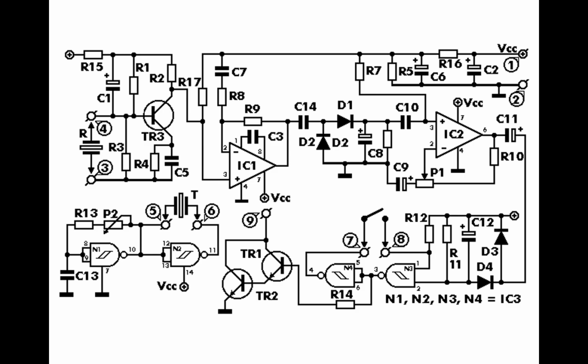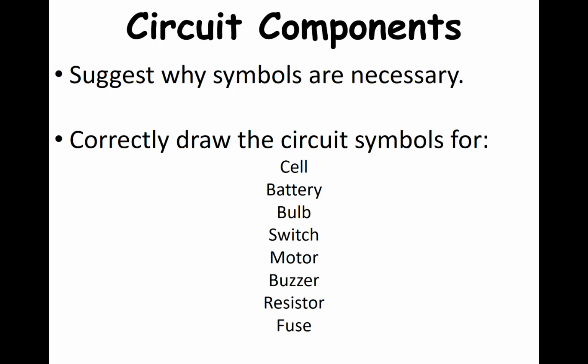This video is a Key Stage 3 guide to the components in an electrical circuit. So our title is Circuit Components, and by the end of this we should be able to suggest why symbols are necessary instead of drawing pictures, and we should be able to correctly draw the circuit symbols for the cell, battery, bulb, switch, motor, buzzer, resistor and fuse.